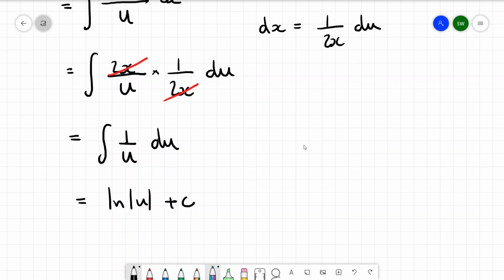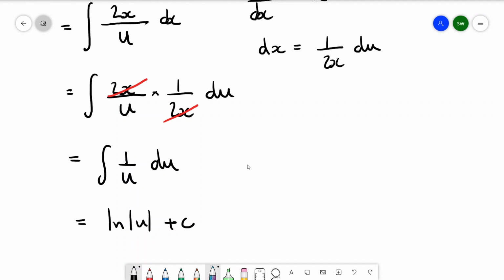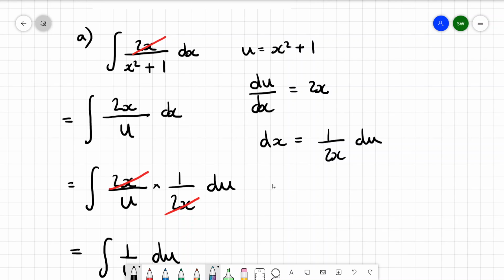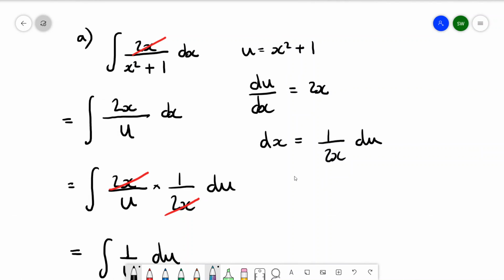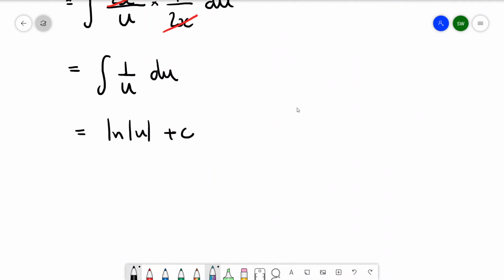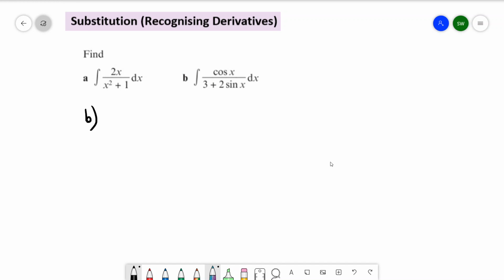And remember, we need to go back to x because we want our answer in terms of x. So we're going to just substitute in x squared plus 1 instead of u. So we've got log of x squared plus 1 plus c. And remember, the x squared plus 1 needs to be in the absolute value symbols, the modulus symbols, when we integrate. Let's do a similar thing for b then.